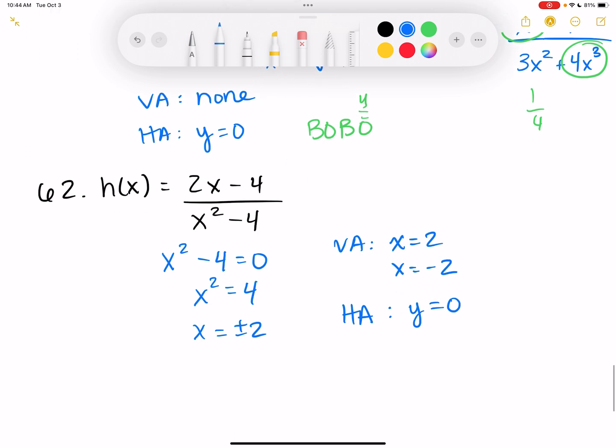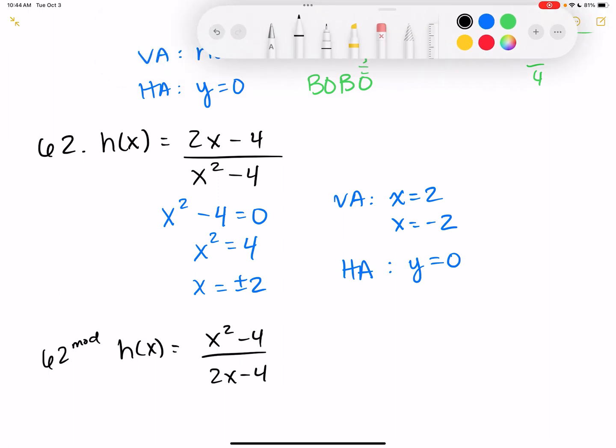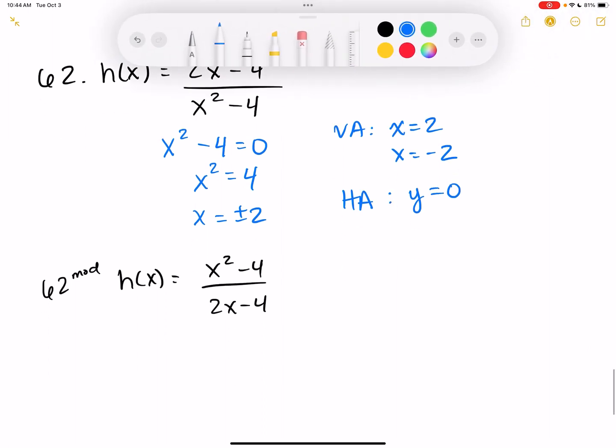Now, if this had been flipped, just so that we have an example of this, I'm just going to modify number 62 and do h of x is equal to x squared minus 4 over 2x minus 4. So I've just flipped it. Vertical asymptote would be set the denominator equal to 0. 2x minus 4 equals 0. 2x equals 4. x equals 2. So I would have a vertical asymptote at x equals 2.